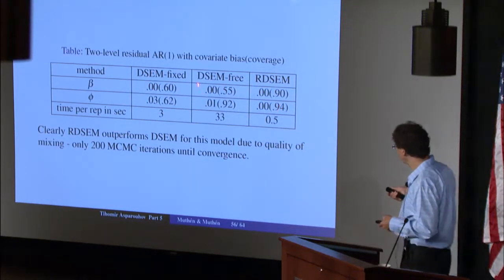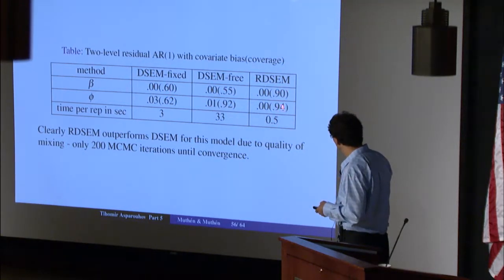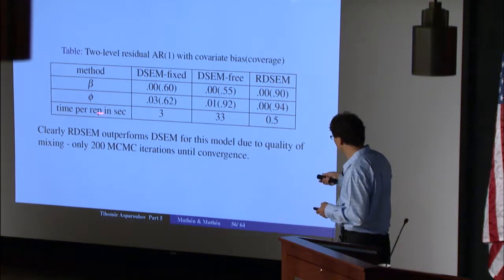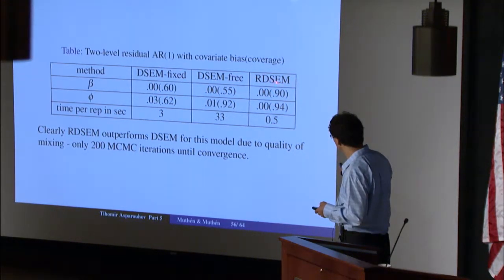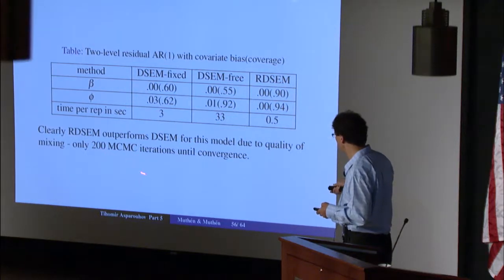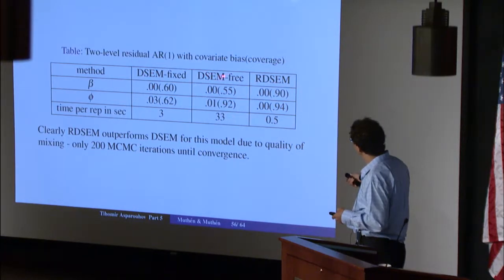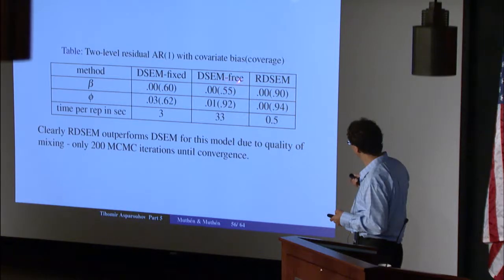And here are the results of this simulation. This is the number of seconds it takes per replication to estimate this model, and you can see the residual DSEM method uses just half a second per replication, so it's very fast. It only uses 200 MCMC iterations until convergence. The DSEM with free small residual variance actually takes the longest here, 30 seconds, and if you fix it, it's 3 seconds.